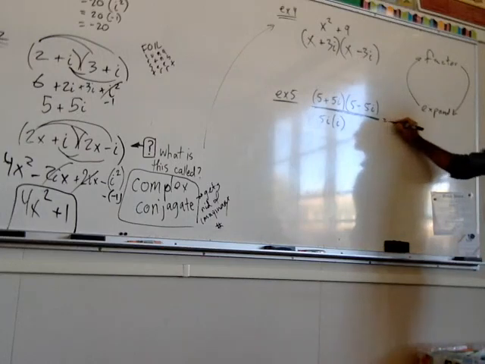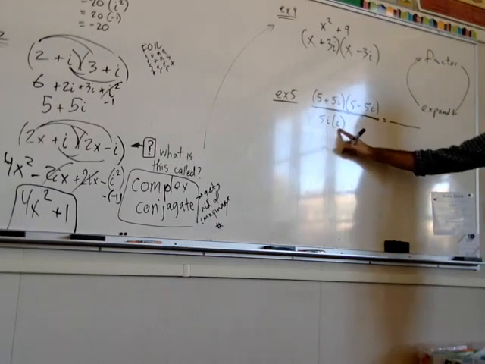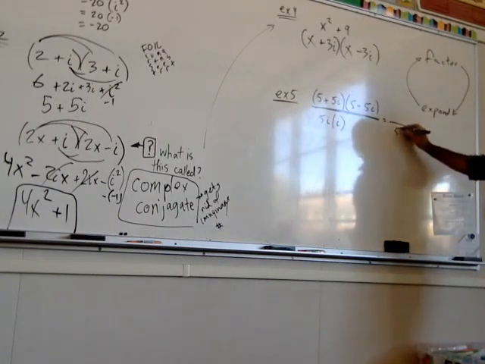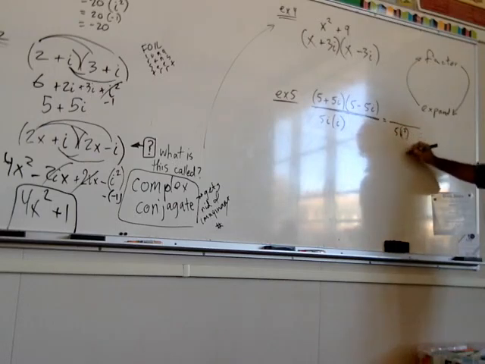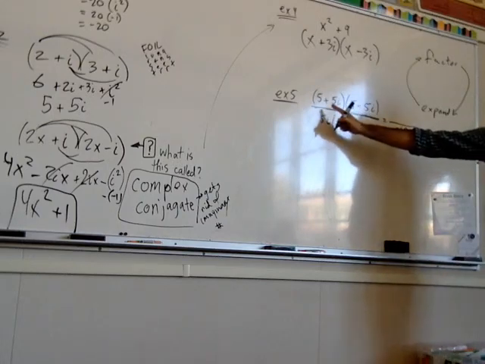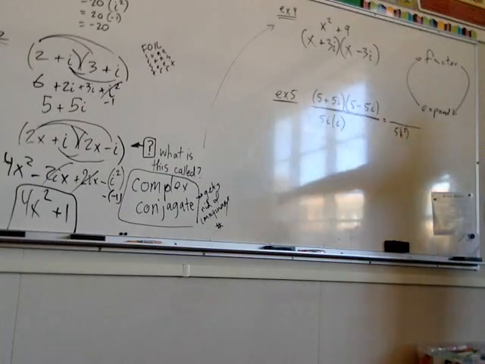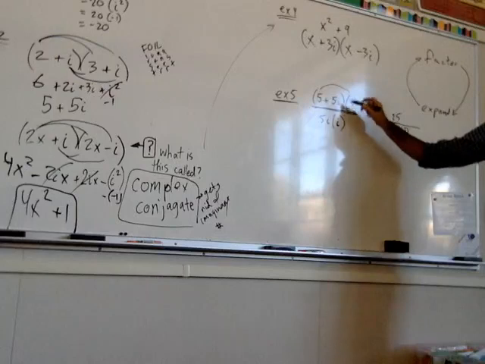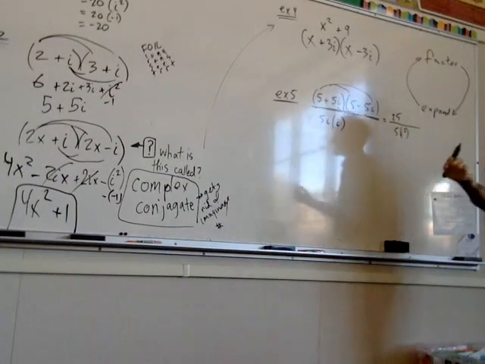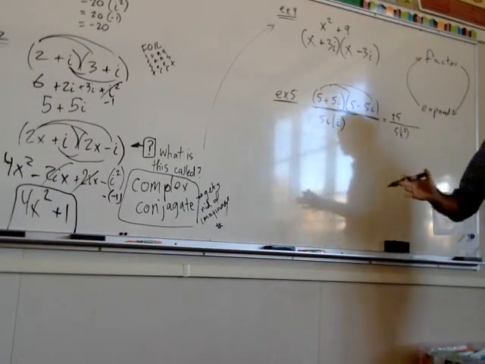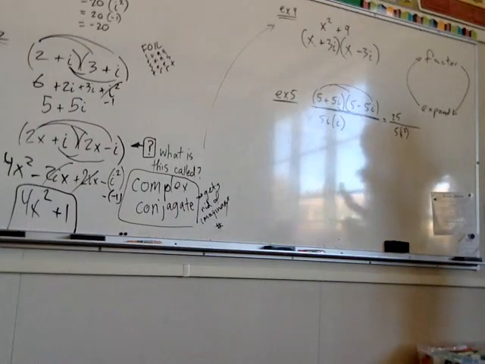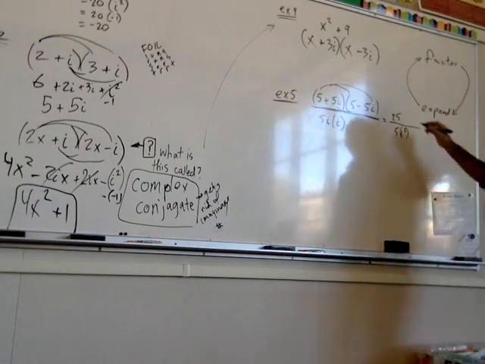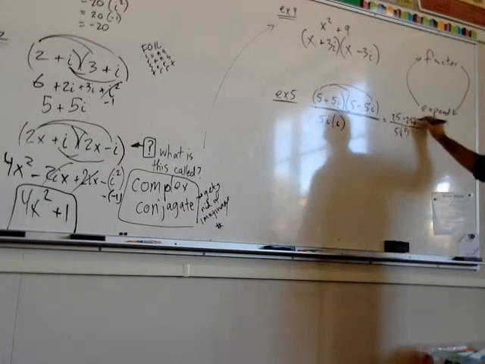What's going to happen on the bottom? 5i times i. Let's even do it in baby steps. That's 5i squared. We can deal with that later. On the top, what are these called? These two expressions are what to each other? Complex conjugates. So I know what I'm going to end up with is 25 for the first. The outer and the inner are going to cancel each other out because that's the definition. That's what happens with the complex conjugate. I'm going to write it out. So we end up with minus 25i plus 25i.